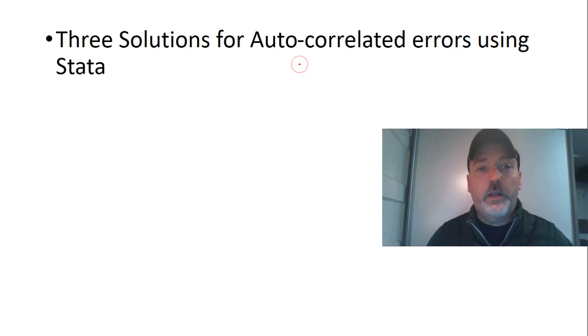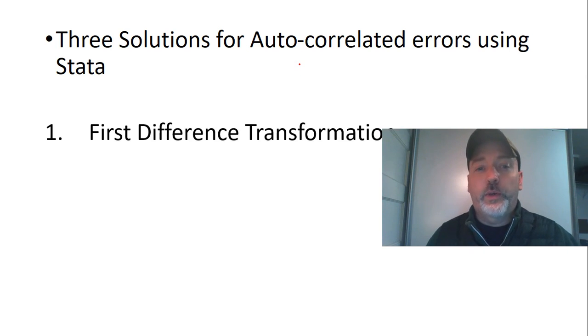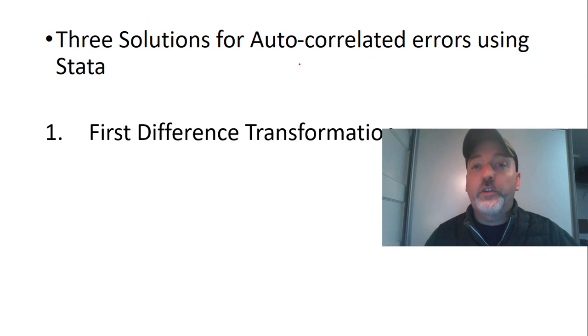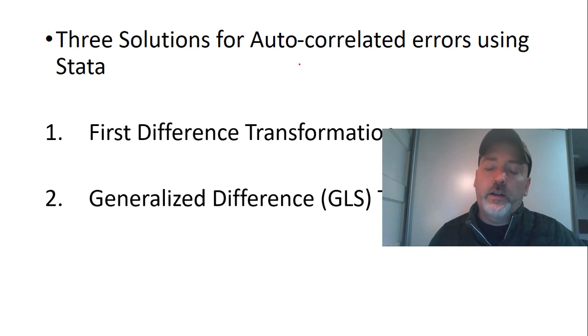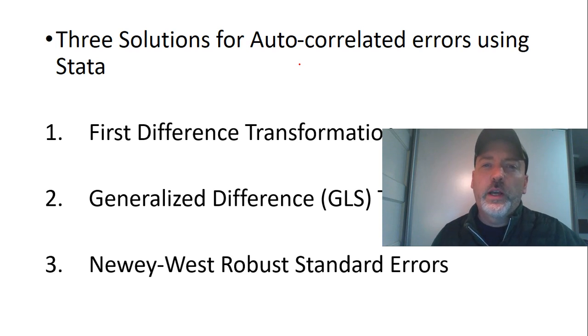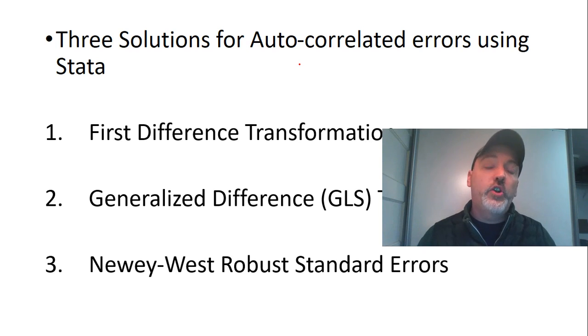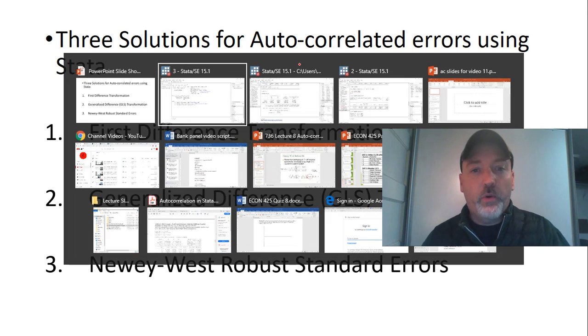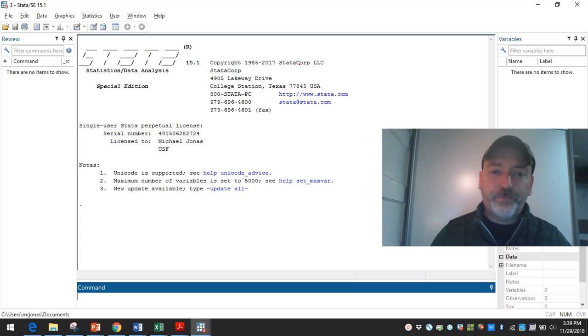So what we're going to look at here are three solutions that are going to get us where we need to go. We'll look at how to create this first difference transformation, how to evaluate the output in Stata, upping the sophistication a little bit, looking at the generalized difference or generalized least squares estimation, and then lastly the Newey-West robust standard error option. Okay, so why don't we jump over to Stata.